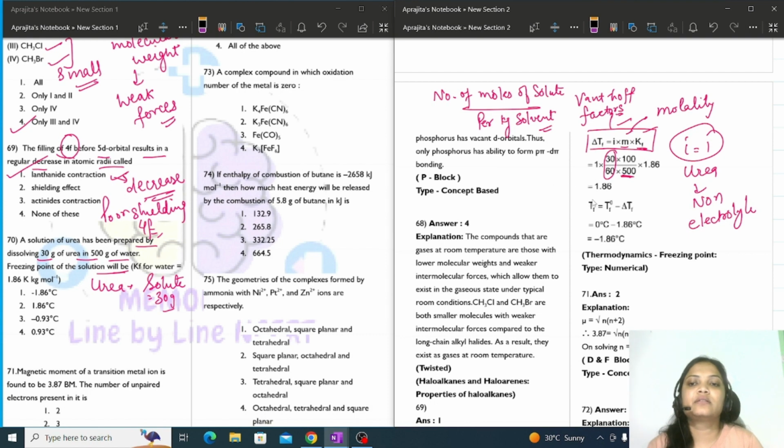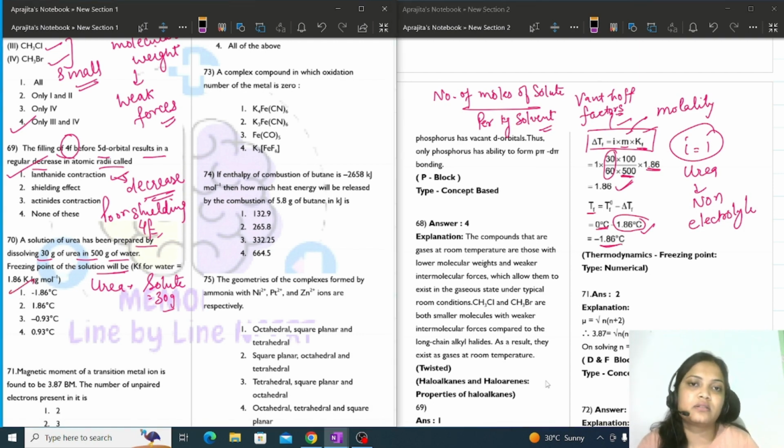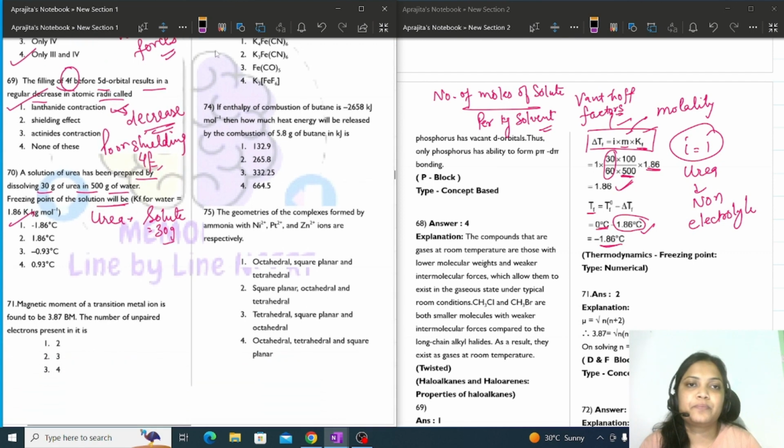Kf is given as 1.86. Once we find the molality, we multiply it with i and Kf, so the value comes out to be 1.86. Now we have to find the freezing point. The freezing point of water is 0 degrees Celsius. Then the lowering of freezing point we subtract from it, so it will be minus 1.86 degrees Celsius. So the answer is option first.